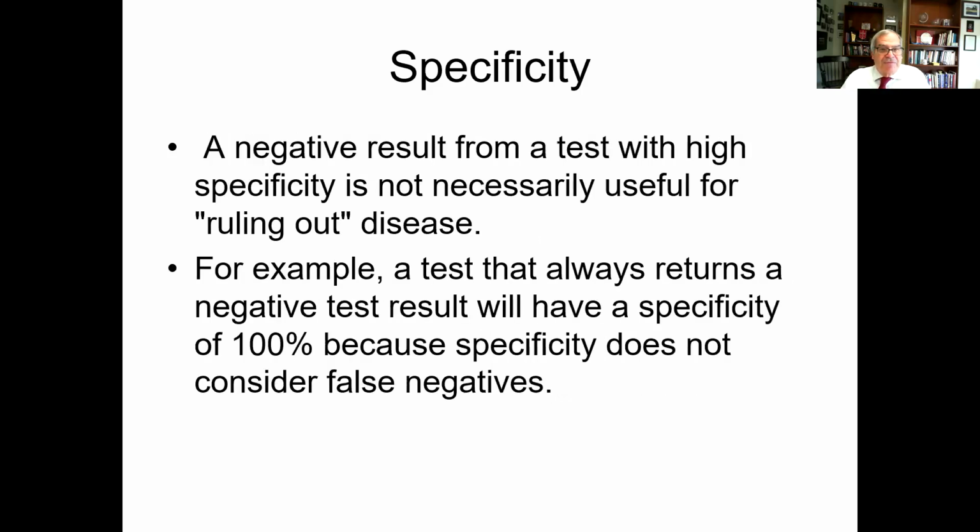A negative result from a test with a high specificity is not necessarily useful for ruling out a particular disease, which is why it's not SPOUT. Here's an example. A test that always returns a negative result will have a specificity of 100% because specificity does not consider the false negatives. The false negatives are in the part with the sensitivity. This is where we're kind of putting it in, getting a little bit of thought. We're going to do more of these, so just keeping the thought process going.